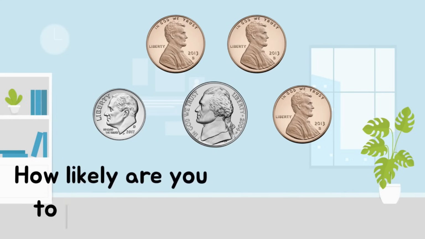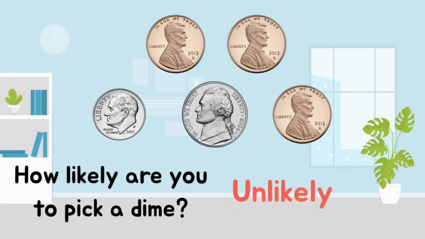Okay, how likely are you to pick a dime? Well, that's different. There's only 1 dime. Only 1 out of the 5 coins is a dime. The answer is unlikely. Unlikely meaning there's a chance, but you probably won't. You are unlikely to pick a dime.